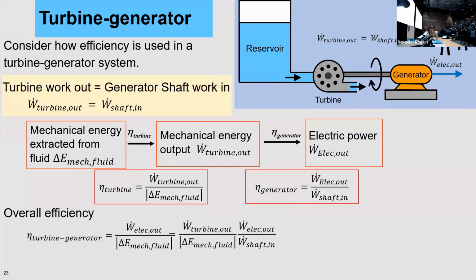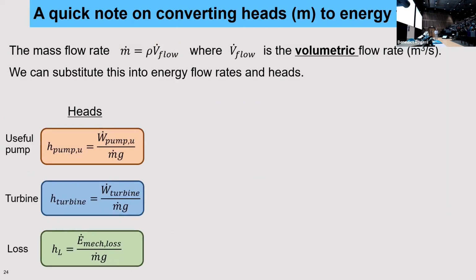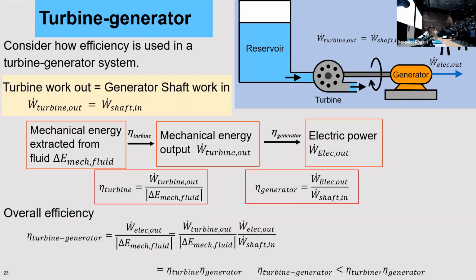So I can now substitute in, very similar to what I did before, by basically multiplying top and bottom by the same quantity, because these two are equal. I can now substitute in for my efficiencies. I've got my turbine efficiency and my generator efficiency. So the efficiency of the combined system is less than the individual efficiencies by definition, because they're all less than 1.